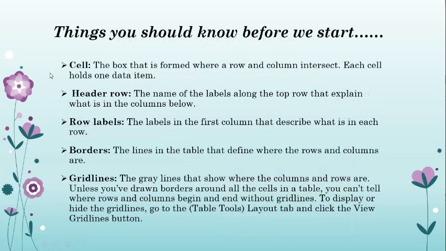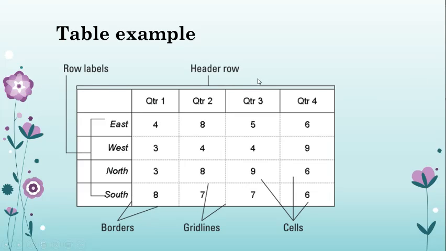So these are the attributes of the table. We call them cell, header row, row labels, borders, and grid lines. Actually, I'm taking you to the next slide so you will have a better look. A cell is the intersection of a column and a row. It makes it a cell. So this is called the cell, and on the top is the header row, and you see these are the rows. So we call them row labels, and these solid lines we call borders, and these dotted lines we call grid lines. So these are the attributes of the table.